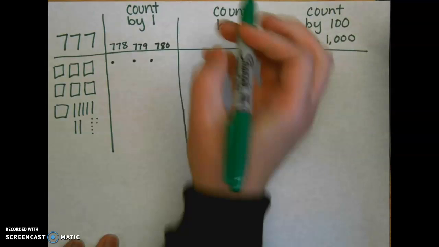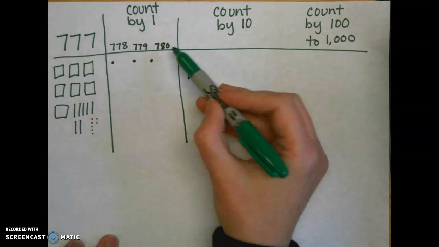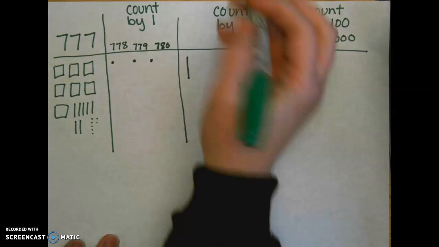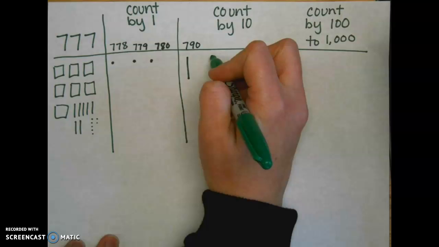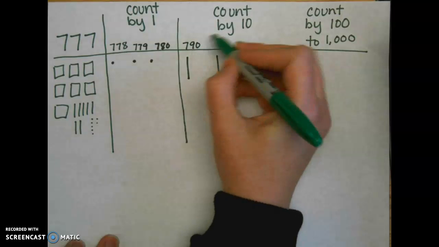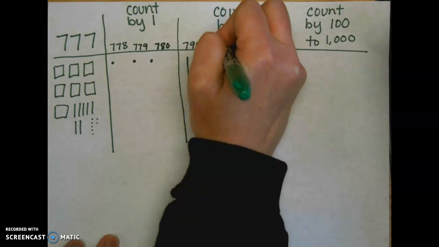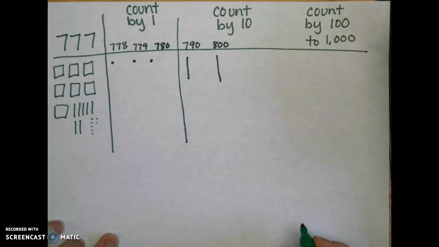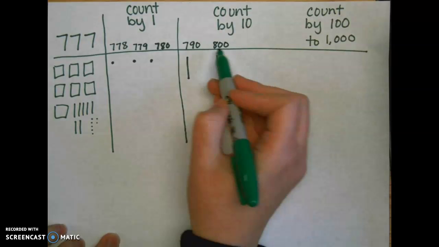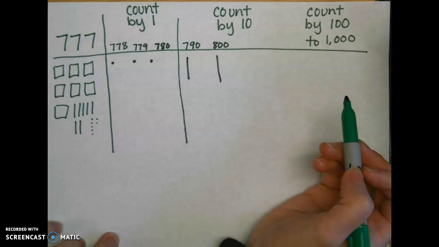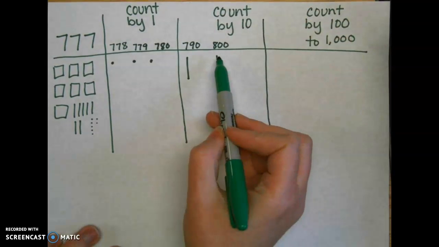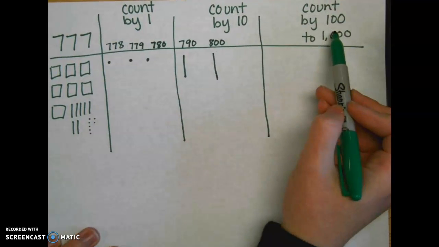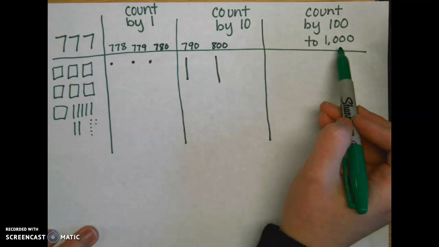Here's what I mean. So if we count by 10, 780, 790. If we do another 10, 790, 800. 800 is a nice friendly number because it's perfectly 100. So now that we're at 800, we can continue counting, but this time by hundreds. We want to get to 1,000.